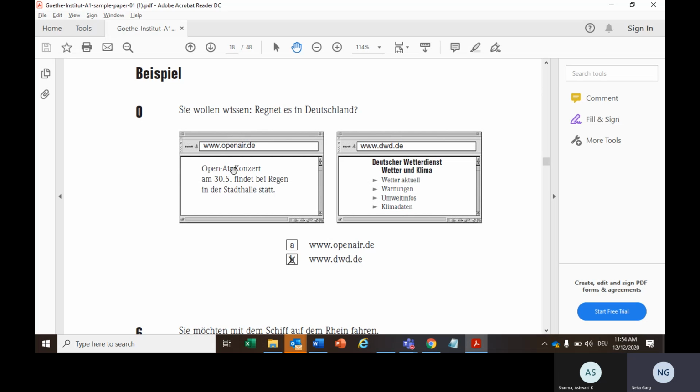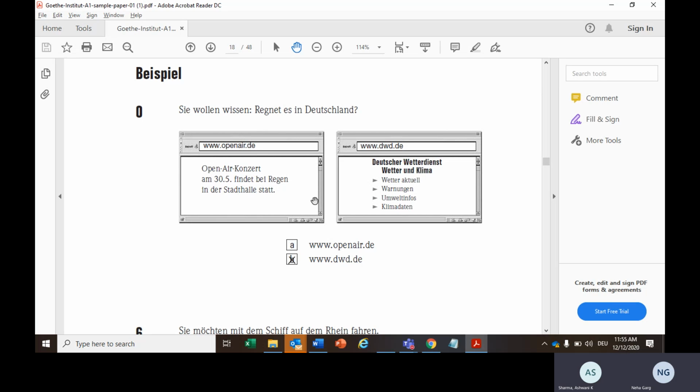And here there are two websites given. So which one is correct for this requirement, A or B? Obviously B, because if you see the information here, it says better actual weather information. But in A there is nothing mentioned about regnet or anything about the weather. Okay, read the complete information and try to understand what it is all about.